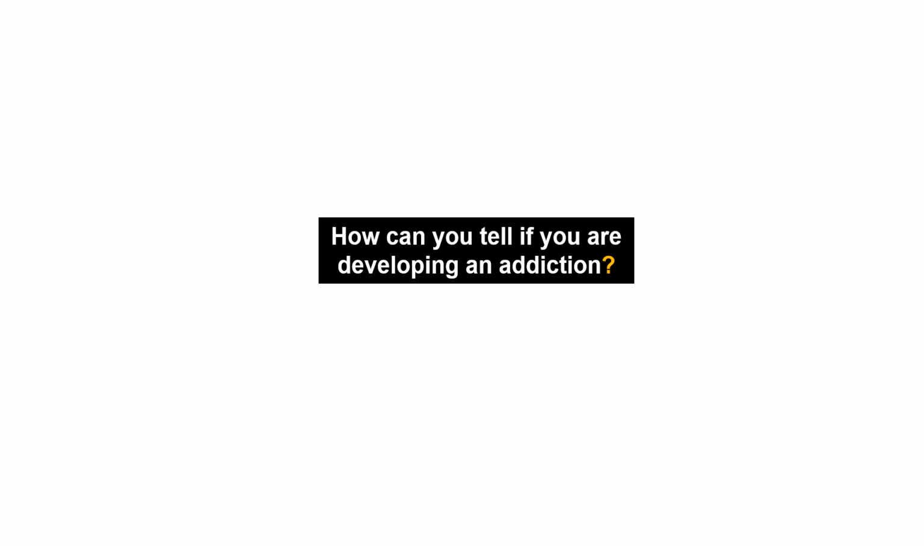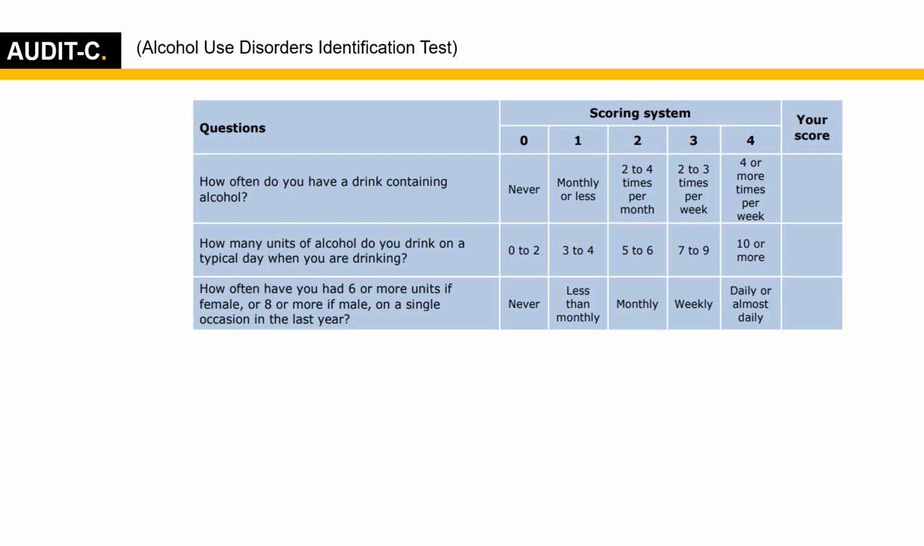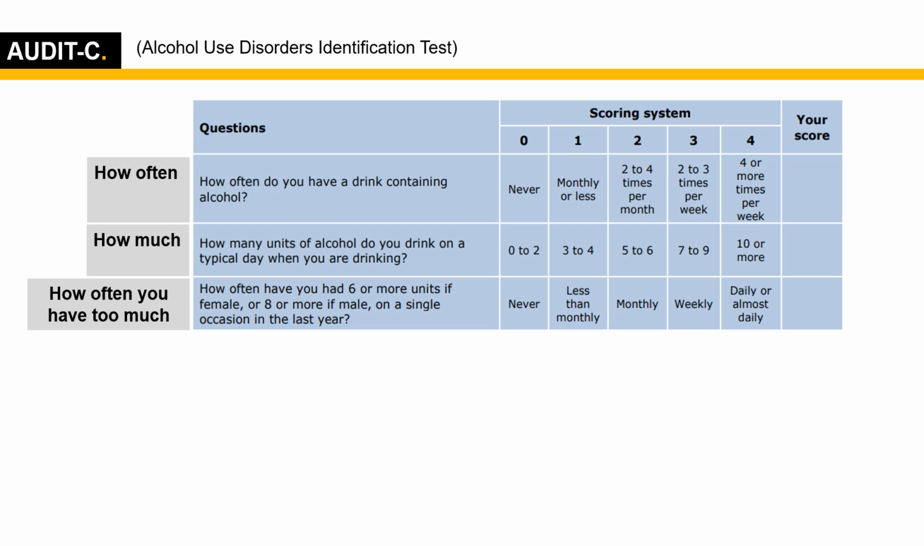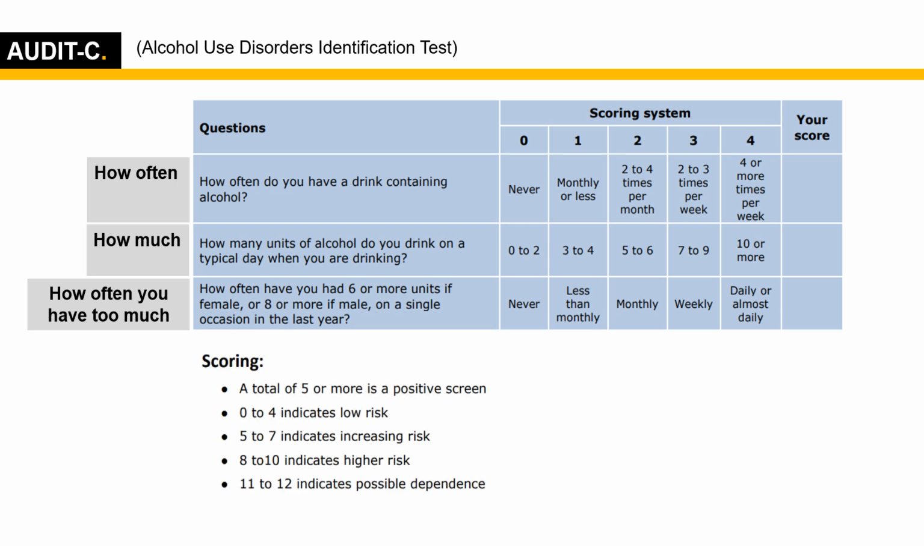Now you can tell if you're addicted because we do have a really useful tool to look at that you can use to judge this for yourself. It's called the Alcohol Use Disorders Identification Test. It's the screening tool your GP will use if you go and see your doctor and they identify drinking as a potential issue. It's 3 questions long. It asks you how often do you drink, how much do you drink, and how often do you drink too much. Your maximum score here is 12, and if you score over 5, this is seen as a positive screen.